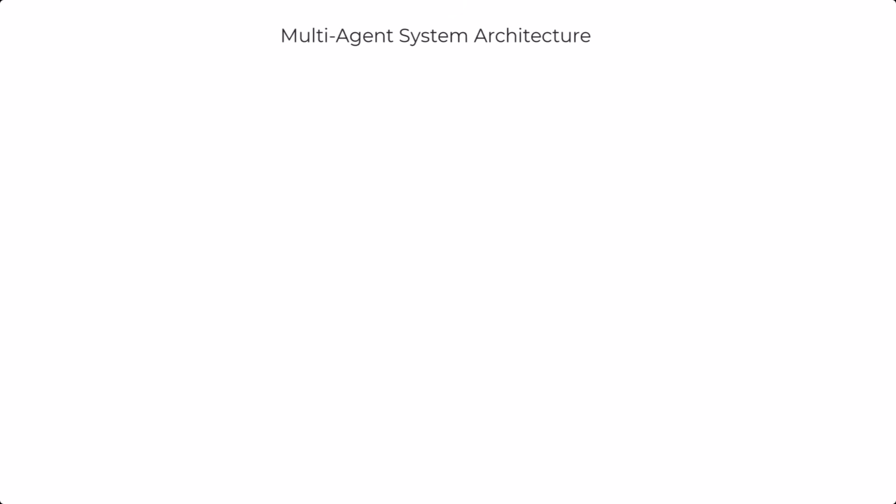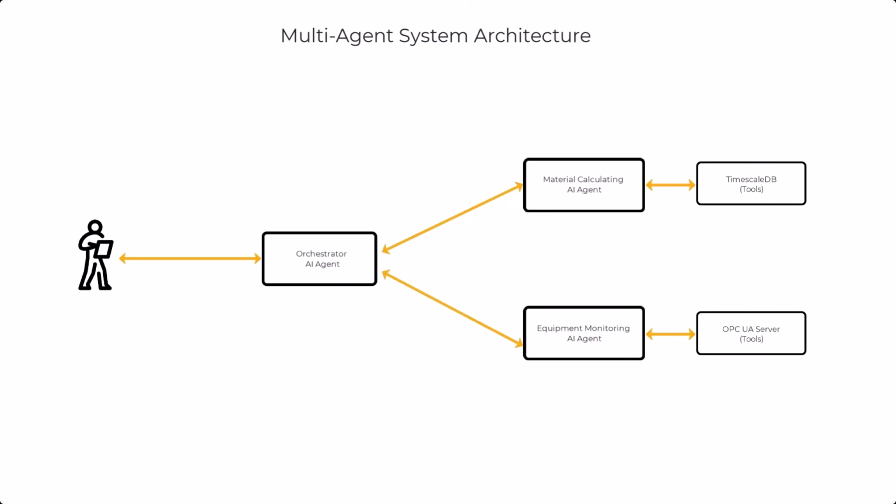Now, instead of relying on one monolithic agent, we're decomposing the work into a multi-agent system. Instead of one agent doing everything, we're creating 3 specialized agents. First, an equipment monitoring agent that specializes in real-time data. It connects to our OPC UA server and knows everything about tank levels, machine states, and operational statuses. Second, a material calculating agent that specializes in product knowledge. It connects to our TimescaleDB database and knows all about product recipes, material requirements, and batch calculations.